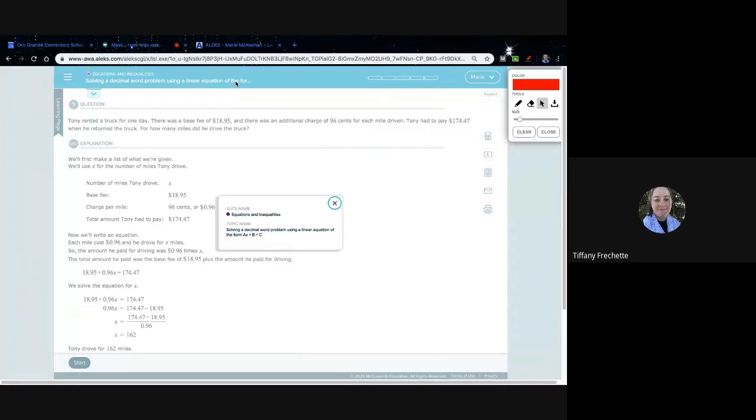Solving a decimal word problem using a linear equation of the form ax plus b equals c. So we already know we're going to solve a problem. It's going to have a decimal, because it says solving a decimal. It's a word problem, which we can clearly see. A linear equation, which means it is a line, so it's changing by the same amount. And then we're also going to have a specific form to our equation: ax plus b equals c.